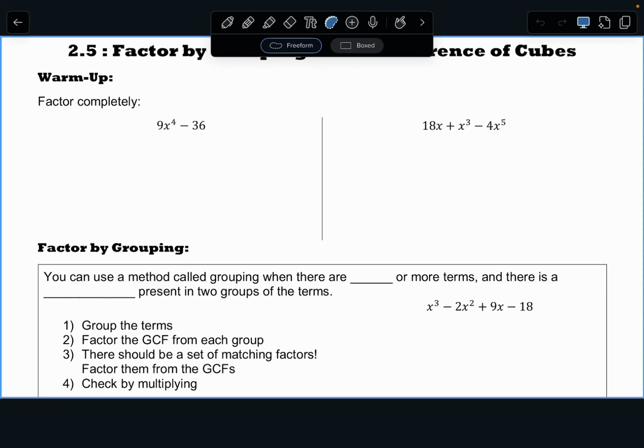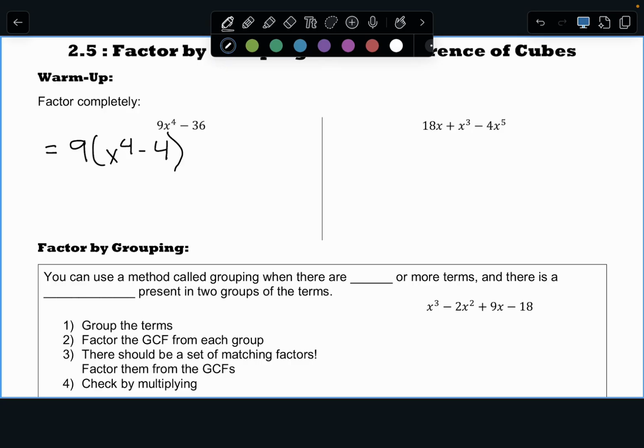But first step to factoring anything, if I look at this first one, what's step one? GCF. What's my GCF here? 9. And what would I be left with? Perfect. X to the 4th minus 4. And then this is a binomial. So as of right now, the only thing we can do with a binomial is a difference of squares. That'll change today. But is this a difference of squares?